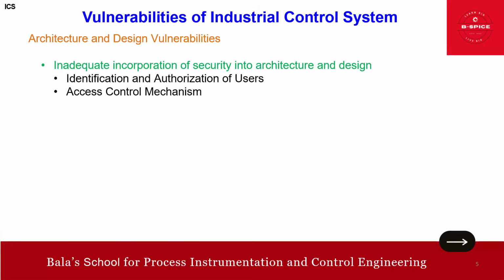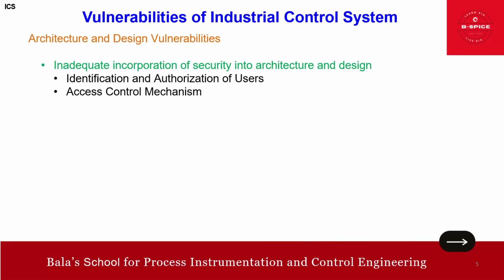Then access control mechanism. Policies and mechanisms should be implemented to restrict and manage users' access to critical components within the ICS. Thereby, this ensures that only authorized personnel can interact with a specific system, right? So that is another aspect we should focus on.